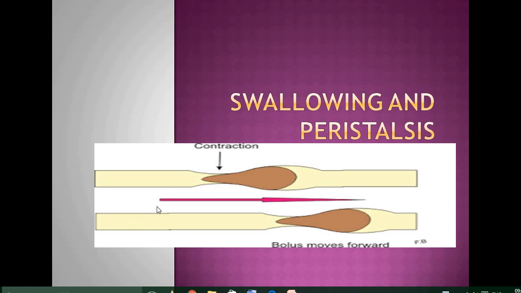Good morning, students. So today we have to discuss swallowing and peristalsis. We will first of all see the mechanism, how the food gets swallowed, and then how the food is passing through the esophagus. So let's start with the class.